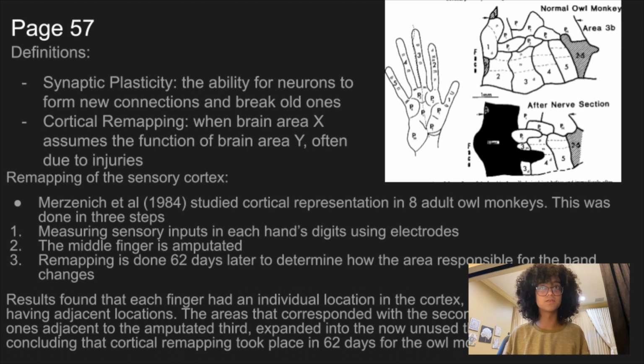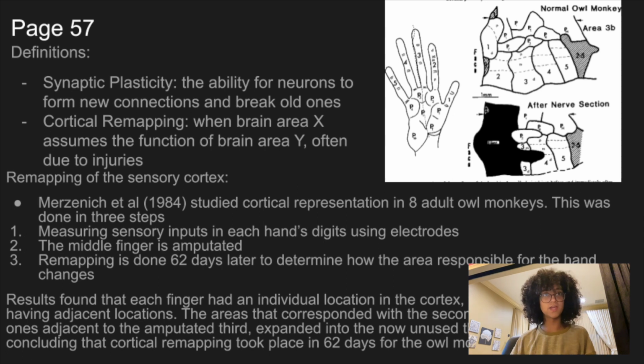All right, lastly, page 57. This starts by discussing some definitions, including going back over the definition of neuroplasticity that I mentioned earlier. It also defines synaptic plasticity, which is the ability for neurons to form new connections and break old ones, as well as cortical remapping, which is when brain area A assumes the function of brain area Y, most often due to injuries.